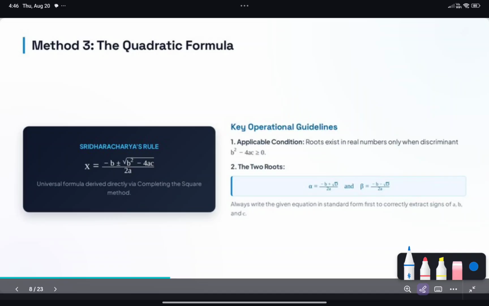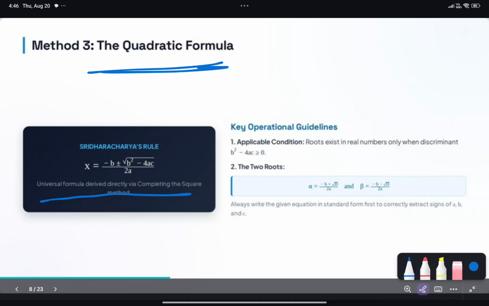See the quadratic formula. The general form of the quadratic equation is ax square plus bx plus c is equal to 0, which is the quadratic equation general format. This is the quadratic formula, a universal formula derived directly via the completing the square method.